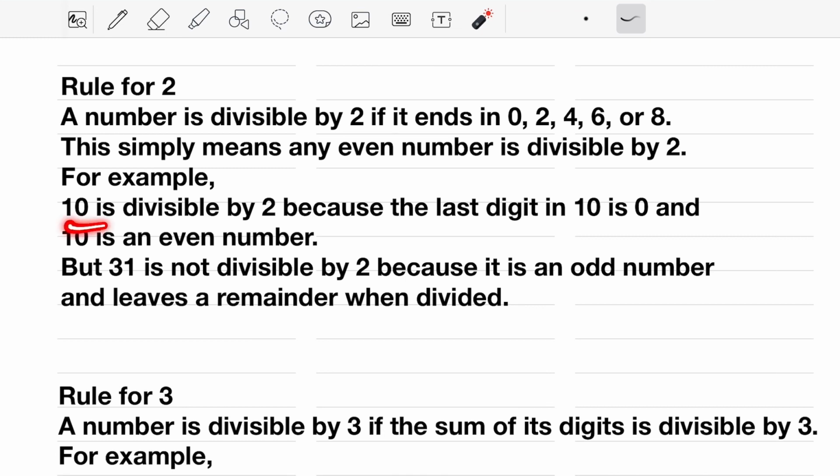For example, 10 is divisible by 2 because the last digit is 0. If we have 16, we know that 16 is divisible by 2 because the last digit is a 6. What about 17? Is 17 divisible by 2? No, because the last digit, 7, is an odd number.